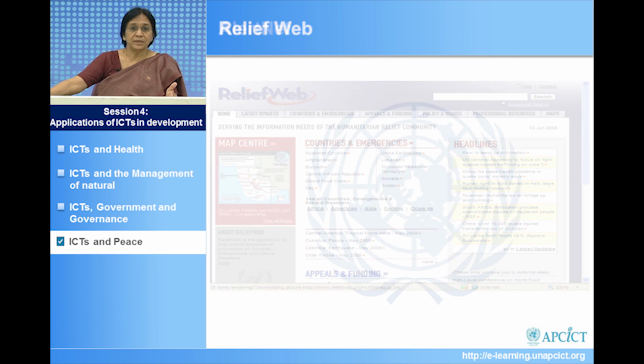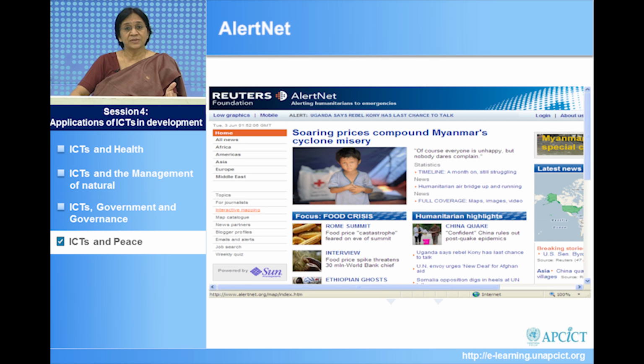Similarly, AlertNet is a service of Reuters, the news network, which again tries to alert humanitarians to crises taking place in different parts of the world. The importance of these supportive websites is that they provide timely information for relief agencies, for UN organizations, and for other multilateral agencies engaged in providing care to those who are vulnerable and affected by crises.